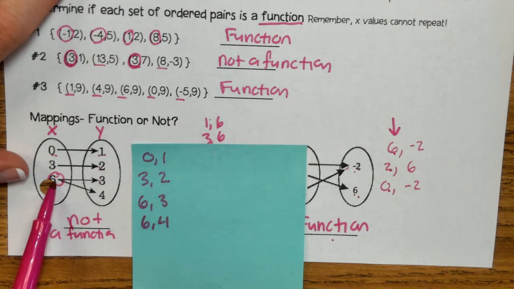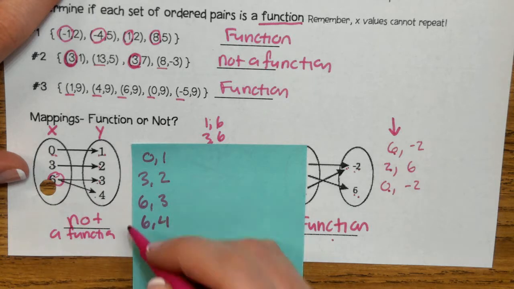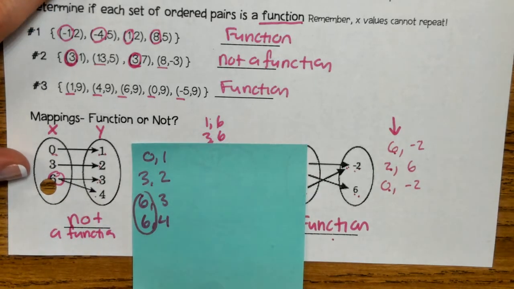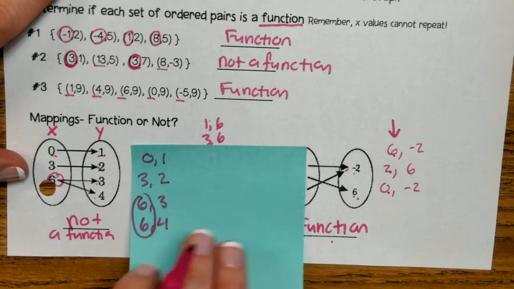This first one was 6, 3, and 6, 4. So we had repeating x values. That made it not a function.